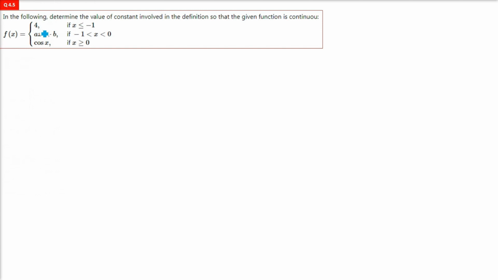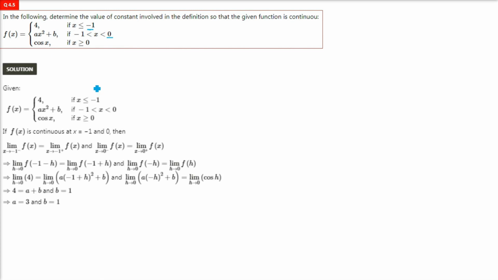So in the following, determine the value of the constant involved in the definition so that the given function is continuous. So we have minus 1 here, 0 here, and we have one constant 4, one polynomial and one trigonometric value. Okay. So let us check it at minus 1, and then we'll check it at 0, because these are the points of check for continuity and discontinuity, and since it is given already, it is.